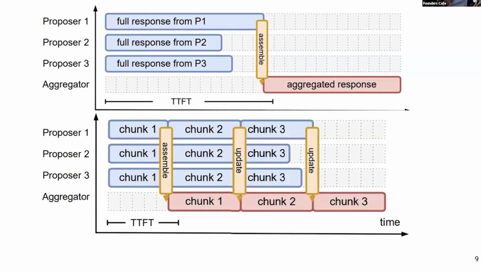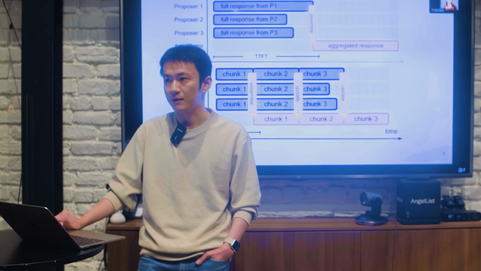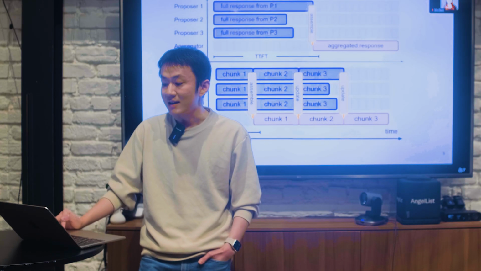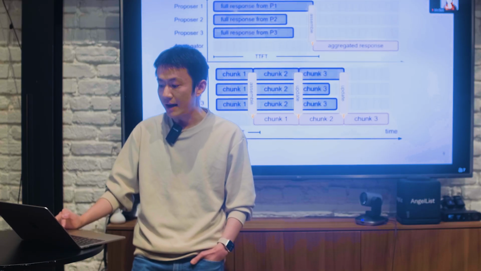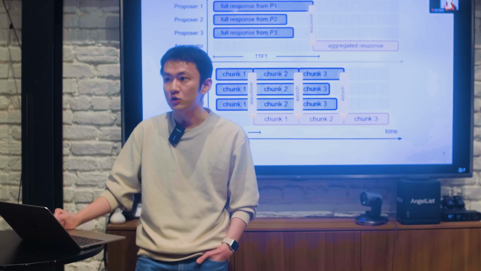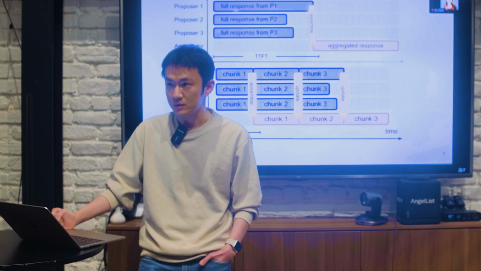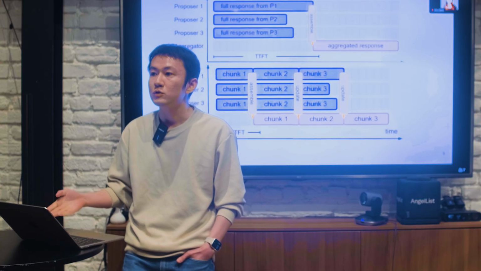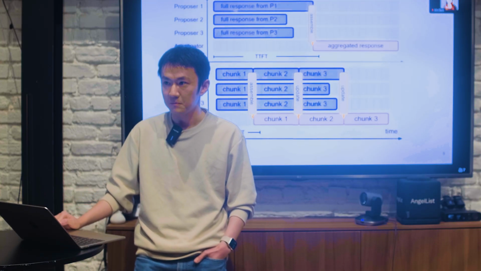So we still chunk the output of each proposal's response. Basically, the proposals stream their responses in chunks. The chunk size could be a predefined thing. And the aggregator agent will now instead aggregate the chunks from all the proposals. Then it starts to chunk its own output as well.